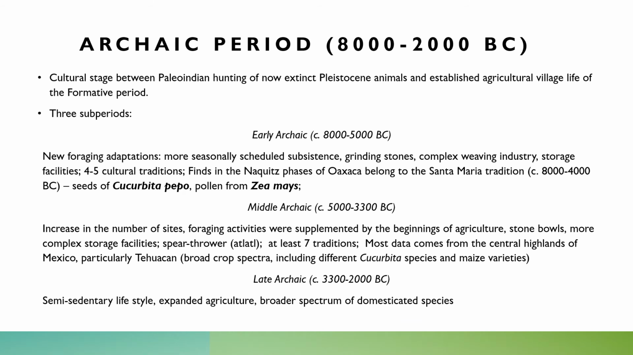The Archaic period is usually subdivided into three subperiods: the early, the middle, and the late Archaic. The early Archaic, from about 8000 BC, provides the first evidence of cultivated species of the cucurbit family and of maize. During the Middle Archaic, agriculture becomes established and further expands during the Late Archaic period.